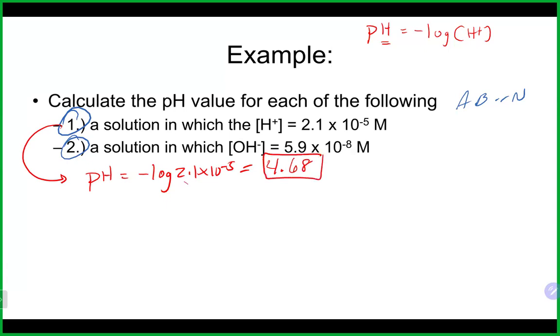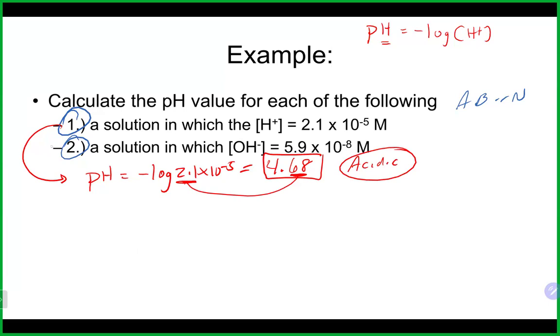Once again, two significant figures in the concentration, two decimal places in the pH, okay? Acidic, basic, or neutral, that one. It is acidic. Again, it is less than 7.